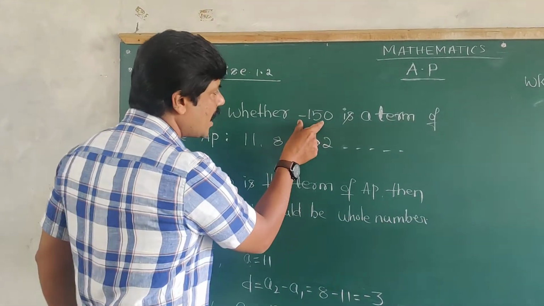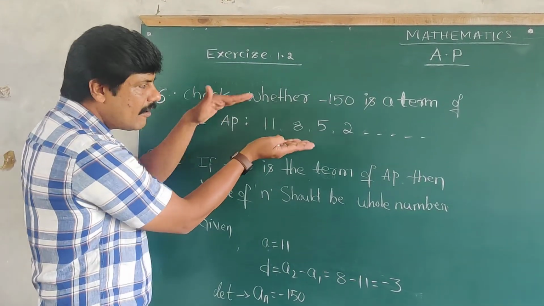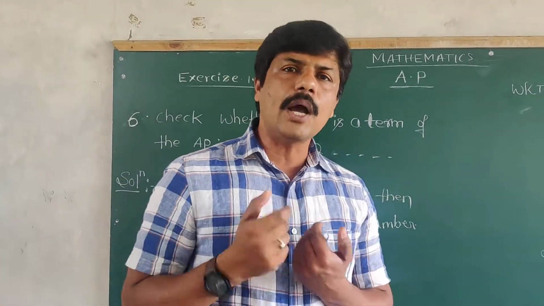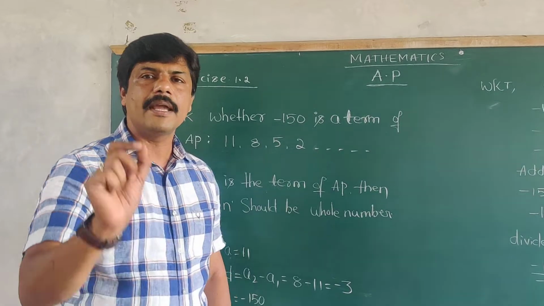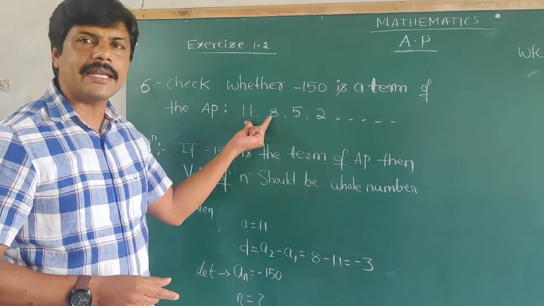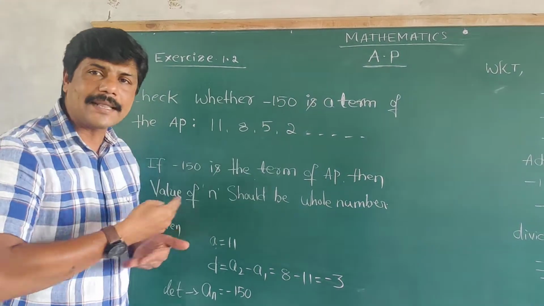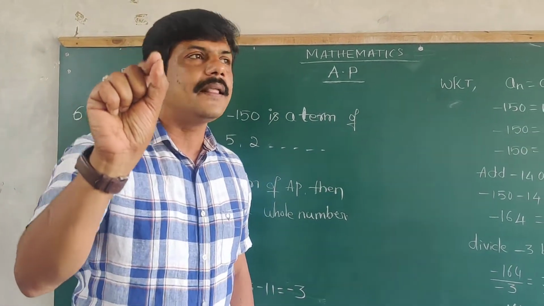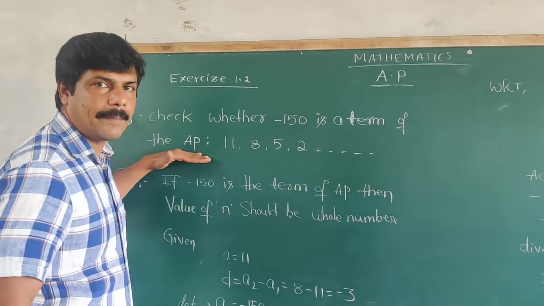Whole numbers. If minus 150 falls under this AP, then we should get a whole number for the n value. When we get the whole number for the n value, then we can say that minus 150 is a term of the AP. Did you understand, children? For 11, 8, 5, 2, the n value is a whole number: n equals 1, n equals 2, n equals 3, n equals 4, like that it's coming, right? For minus 150, if the n value becomes a whole number, then we will say that minus 150 is a term of the AP.